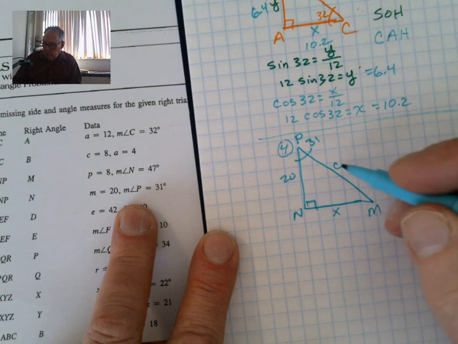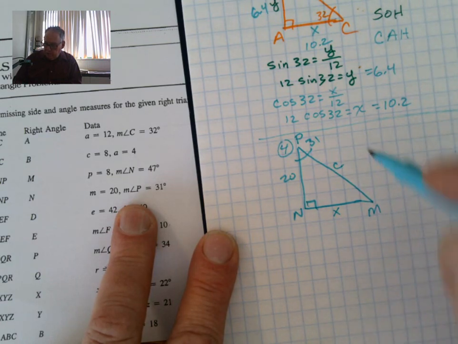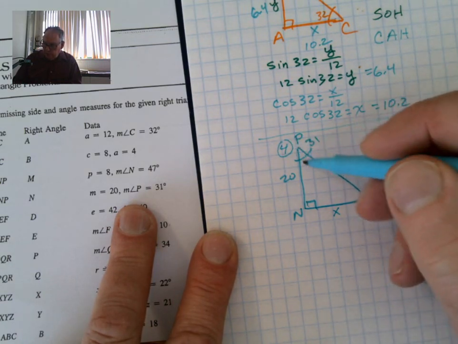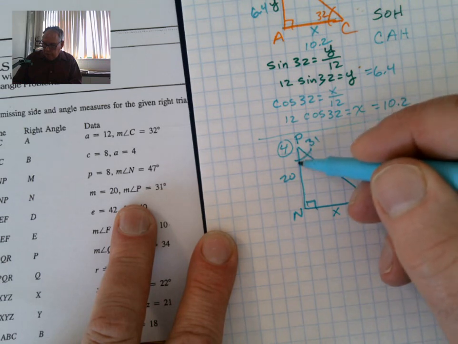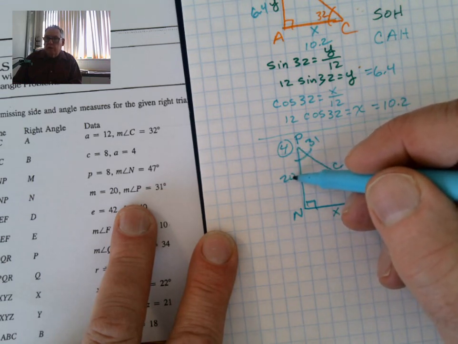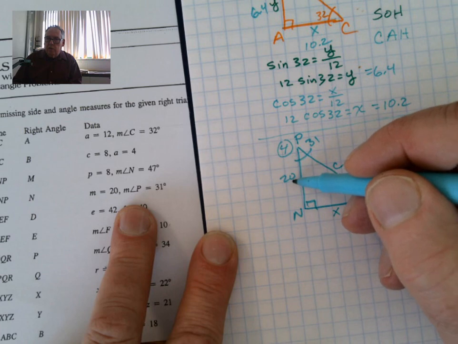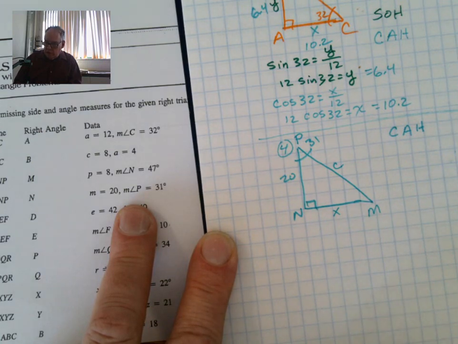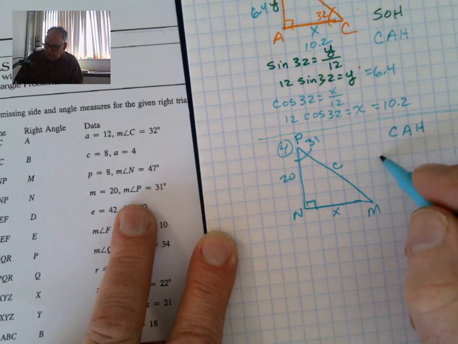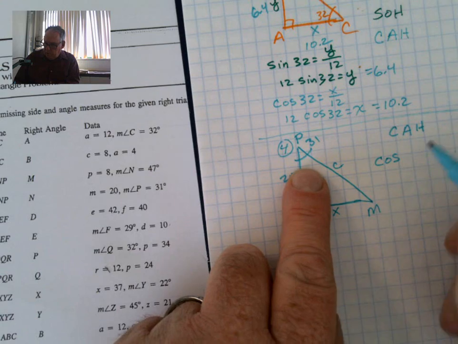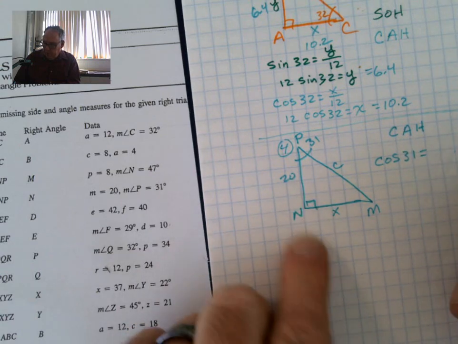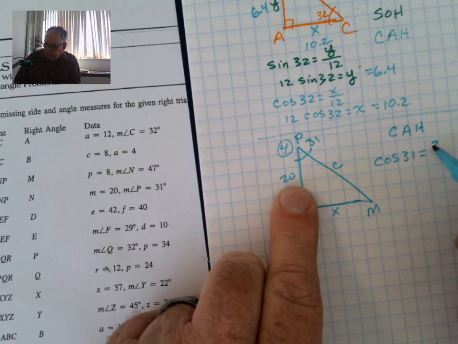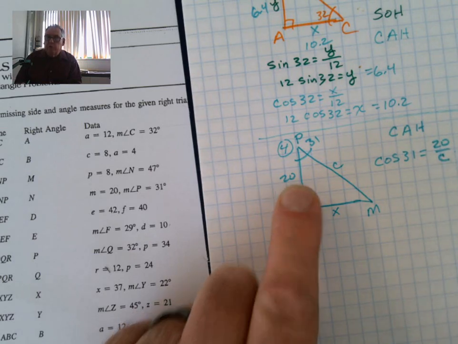So let's look to find C to begin with. C is the hypotenuse, and using the 31 that they gave us, 20 is an adjacent side. So we have an adjacent with a hypotenuse. Adjacent with hypotenuse is going to be cosine. So this is going to be set up as cosine 31 equals the adjacent side, which is 20, over the hypotenuse, which is C.